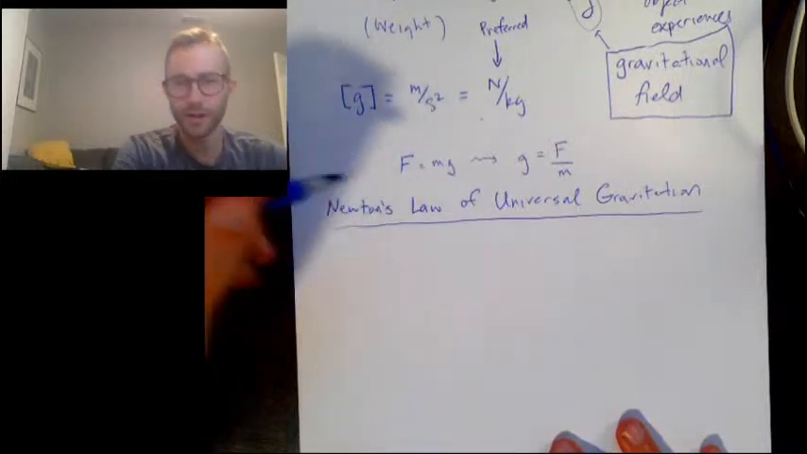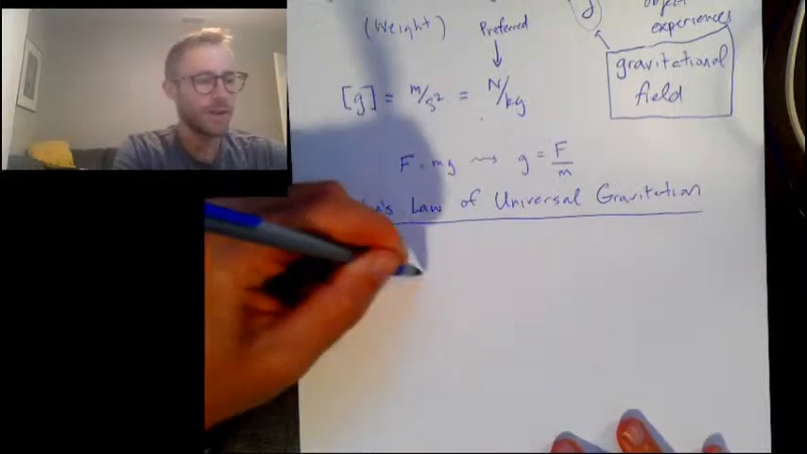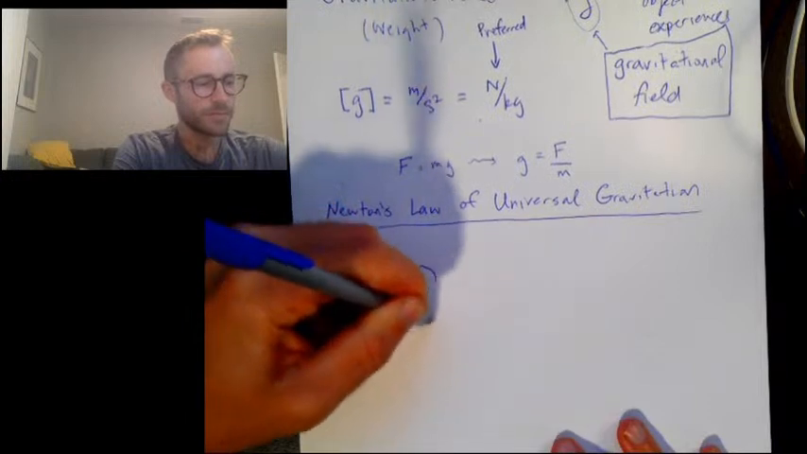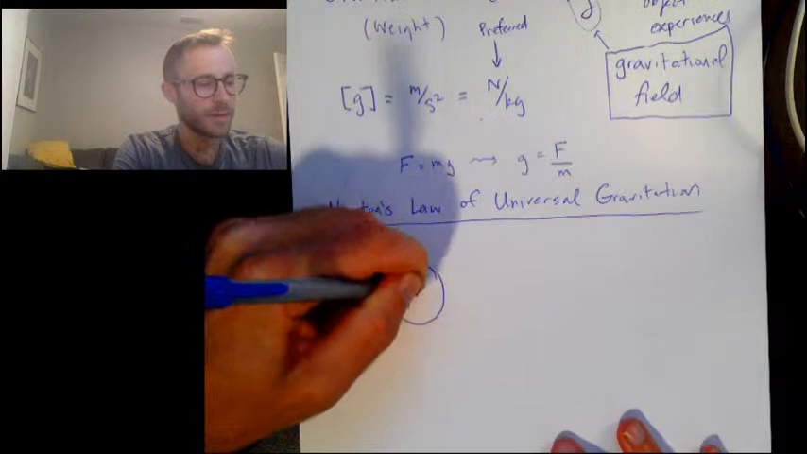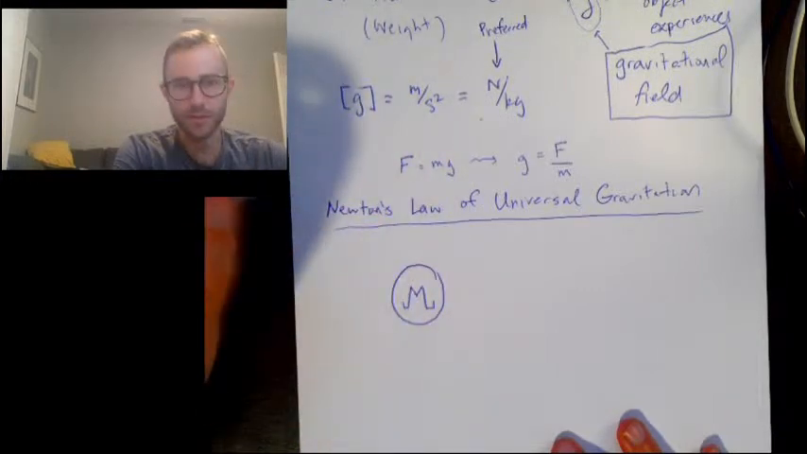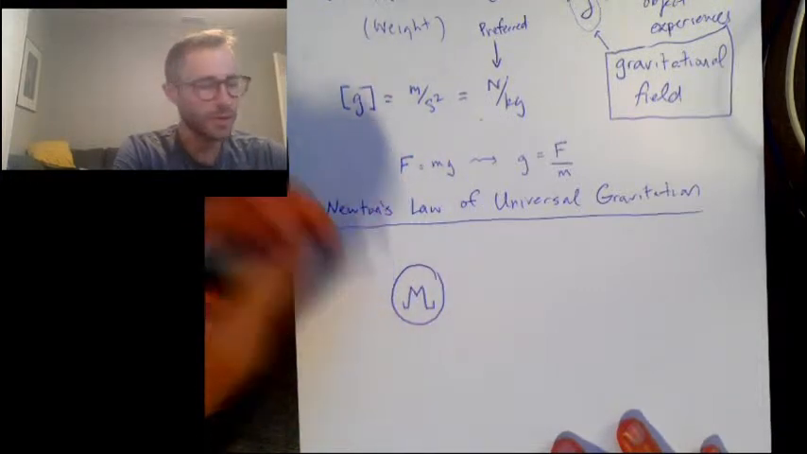So here's the scenario. You have a mass, big M. I like to use this M for the big mass. It's the Majin M from Dragon Ball Z.